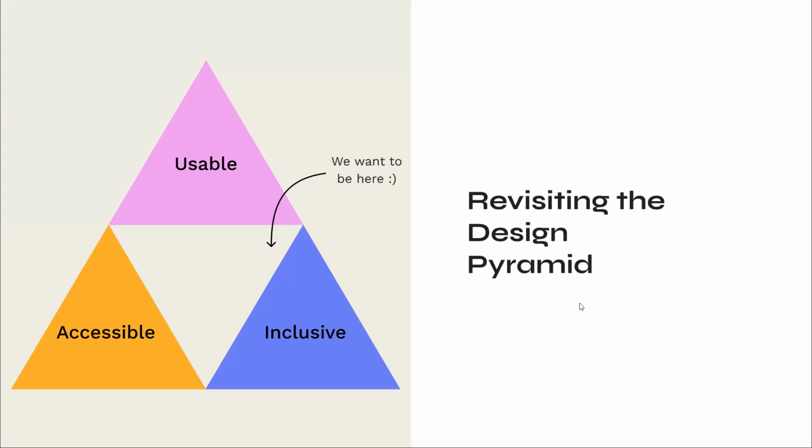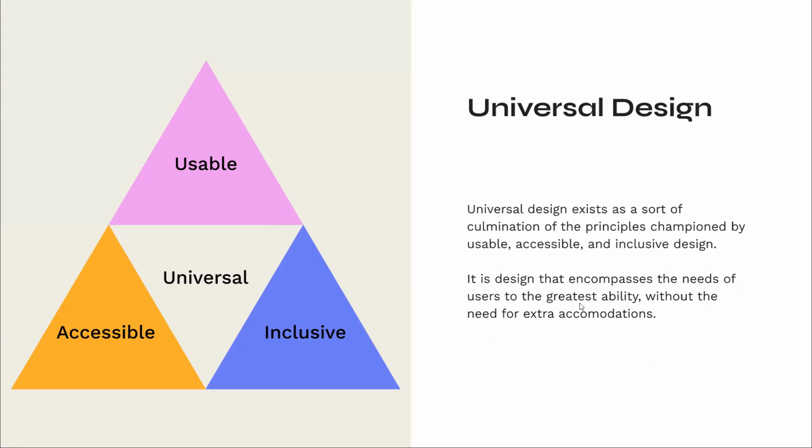All right, so revisiting the design pyramid, we want to be right here, which is going to be right in the middle. So universal design. Universal design exists as a sort of culmination of the principles championed by usable, accessible, and inclusive design. So it is design that encompasses the needs of the users to the greatest ability without the need for extra accommodations.